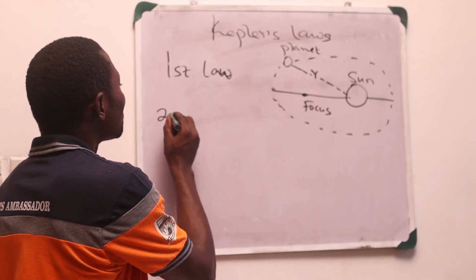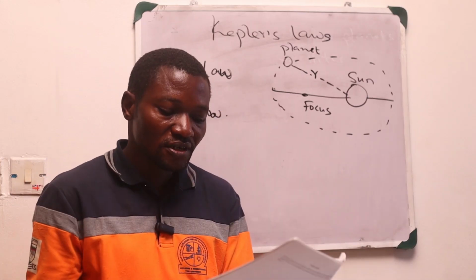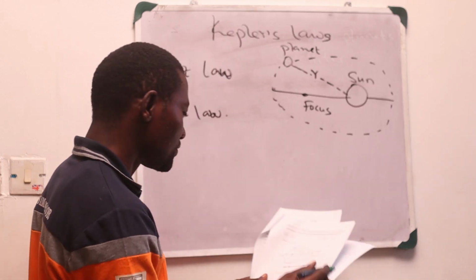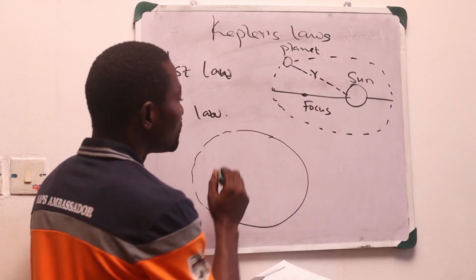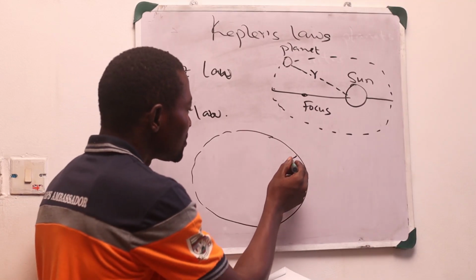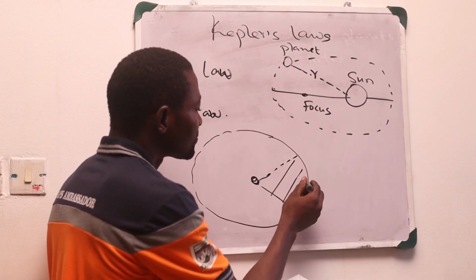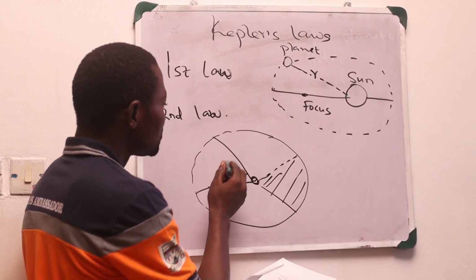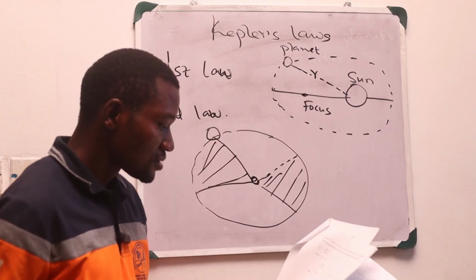Let's look at the second one. Kepler's second law. Let's still use a diagram to look at it. Each planet revolves in an elliptical orbit. At a point, the area covered, let's say we have a planet at this point. This is the planet here, moving.